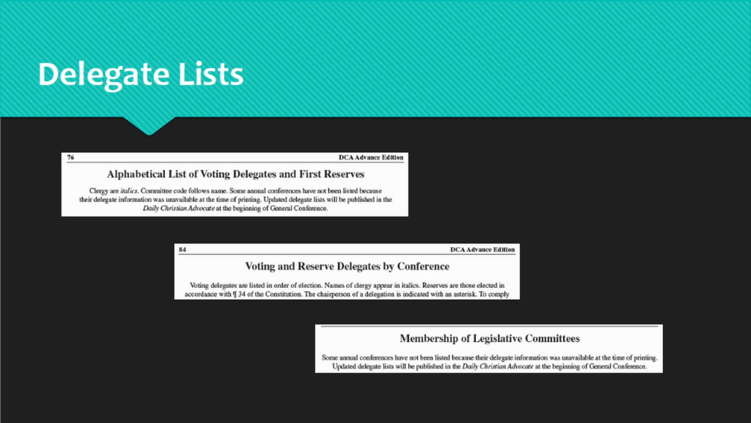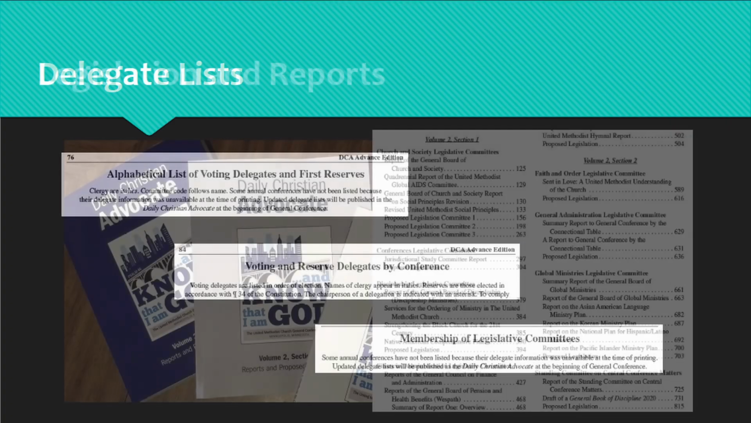Delegates to General Conference are listed in the ADCA in 3 formats. The alphabetical list sorts delegates by name and identifies the delegate's conference and legislative committee. The next listing is by annual conference delegation. It includes the order of election within each delegation, as well as naming the reserve delegates on most delegations. The third listing identifies the people in each legislative committee. Delegates can see who else is in their committee and consider who among them might serve in committee leadership, or reach out to fellow committee members before General Conference to compare notes on the assigned legislation.